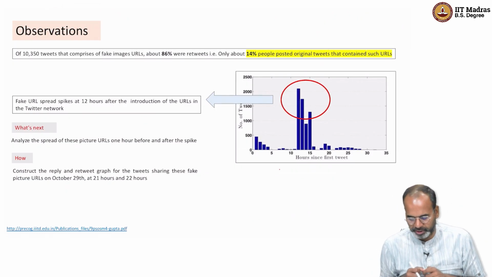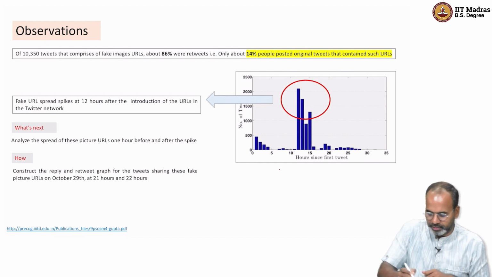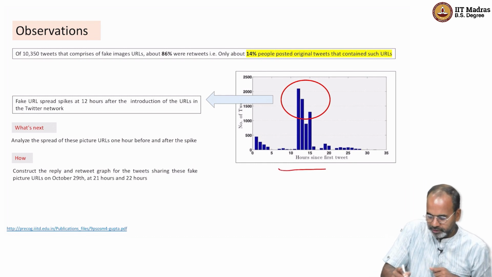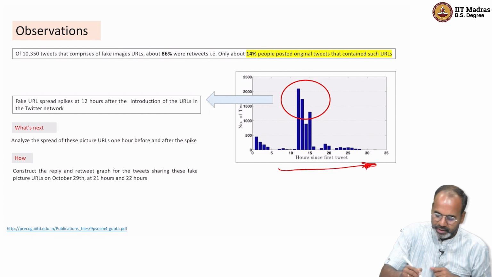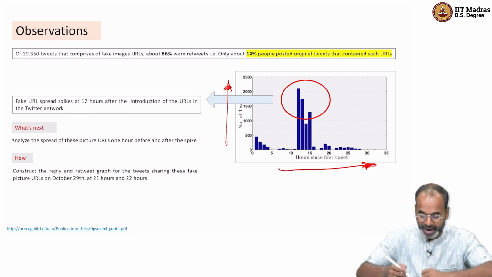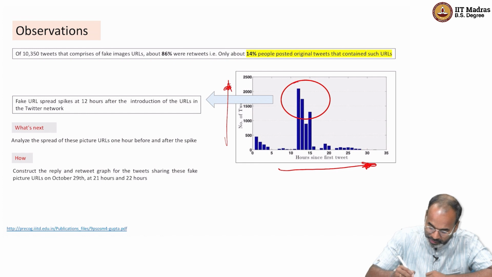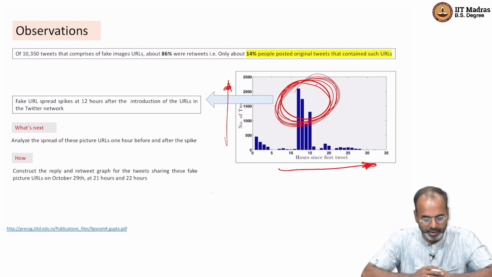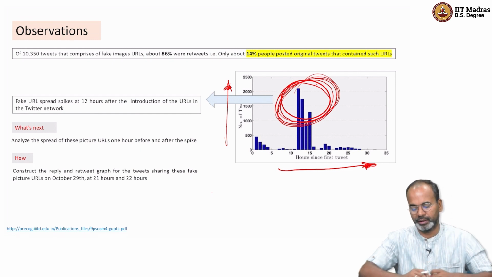So something that this paper did was they analyzed the hours since the first tweet. That's the x-axis, and the number of tweets posted is on the y-axis, which shows that after 10, 11 hours to about 15 hours, a large amount of content is getting generated about the event. Of 10,350 tweets that comprise fake images, URLs, about 86% were retweets. That is, only 14% of people posted original tweets that contain such URLs.